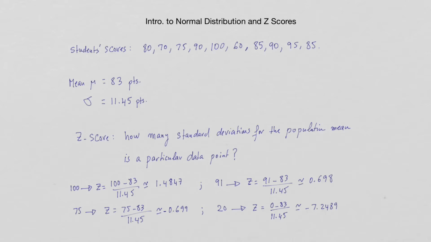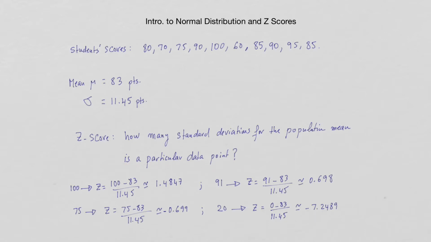Let's say I'm interested in 73. I'm interested in 100. I'm interested in this score of 95. How far, not only how far is this from 83, how many of the 11.45 is 83 away from 95? How many standard deviations from the population mean is a particular data point?